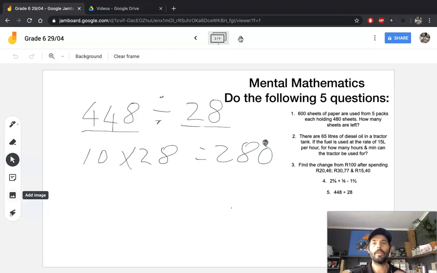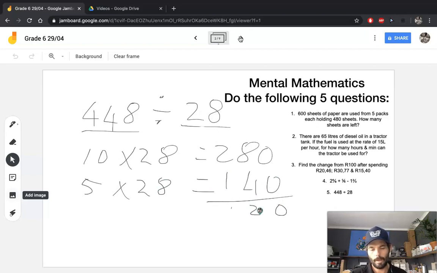Okay, I know another 10 is going to be 560, so that's too many. So I'm going to say 5 multiplied by 28 is equal to half of 280, which is 140. If I add them, I get 420. Okay, so at the moment, 15 multiplied by 28 is 420.